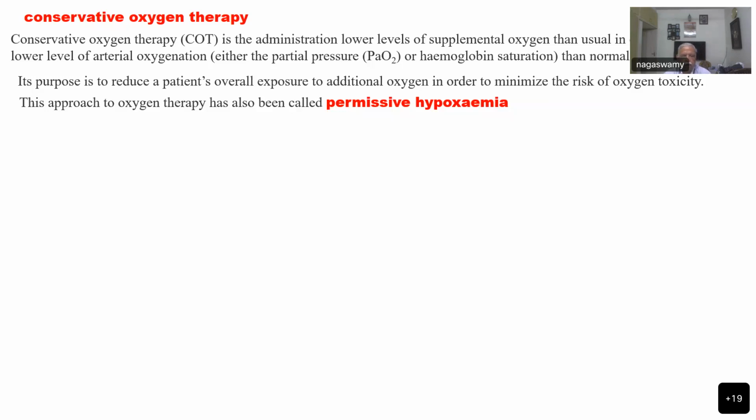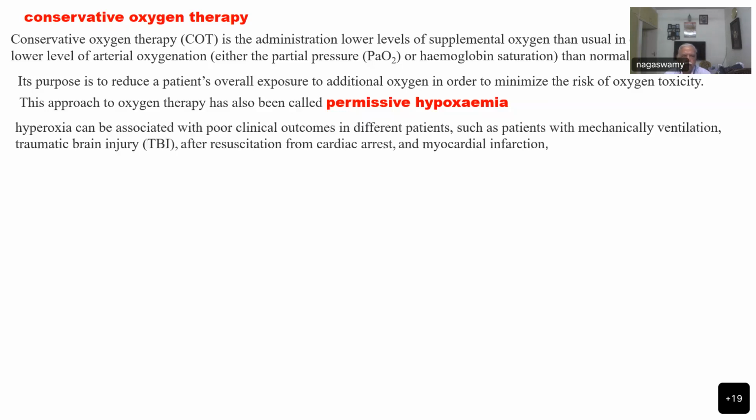So here they found that excess of oxygen causes, as Lokeswar mentioned, a lot of unnecessary complications. They have said that you can allow to some extent hypoxemia, which is called the permissive hypoxemia. So hyperoxia can be associated with poor clinical outcome, and patients are especially ventilated mechanically.